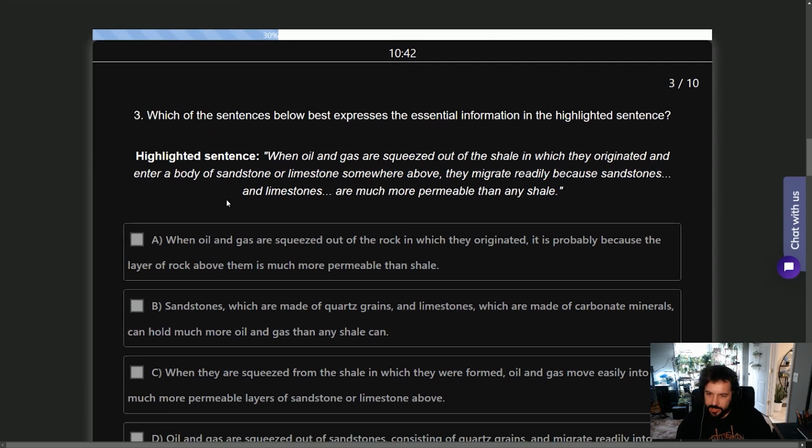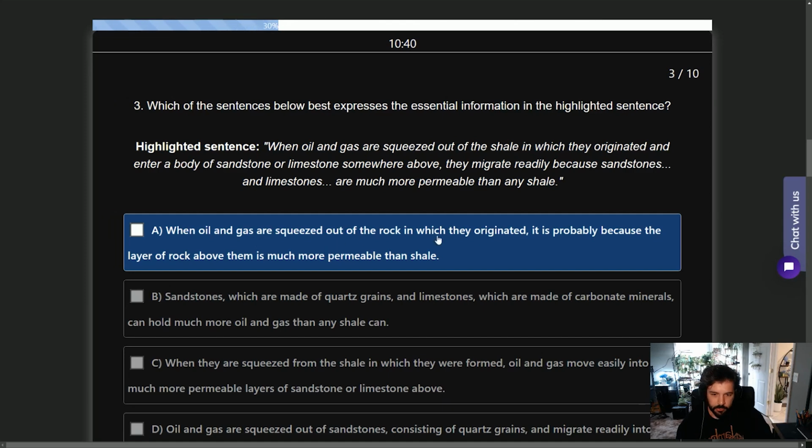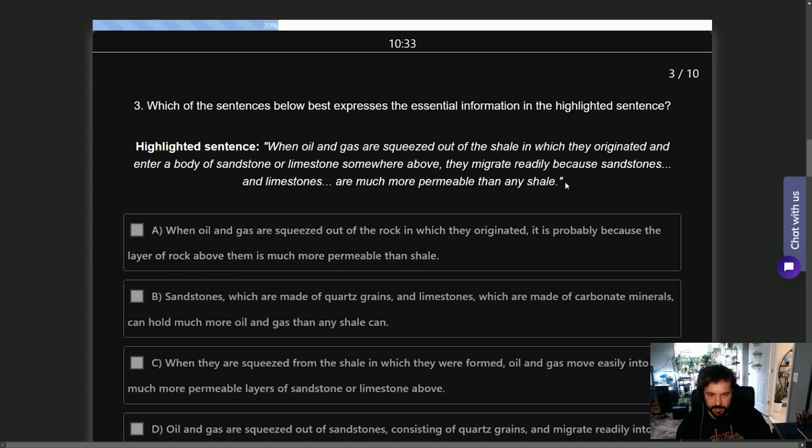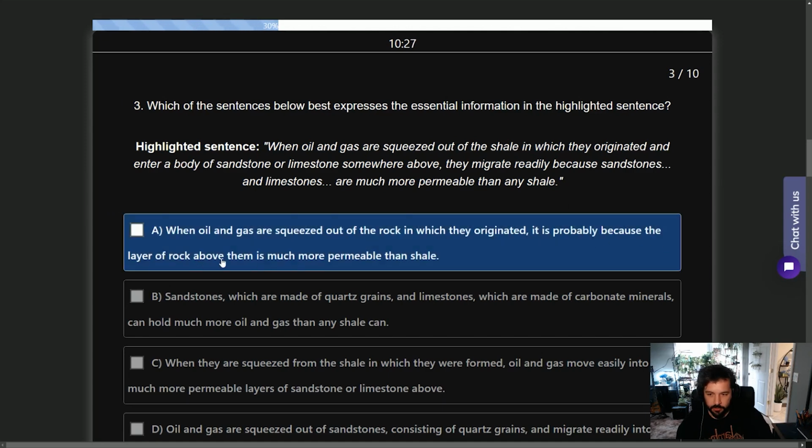So let's see. When oil and gas are squeezed out of the rock in which they originated, okay, so far so good. It is probably because, now as soon as you see this, you have to ask yourself, do we know why they come out? And we don't really know. It is probably because the layer of rock above them is much more permeable than any shale.